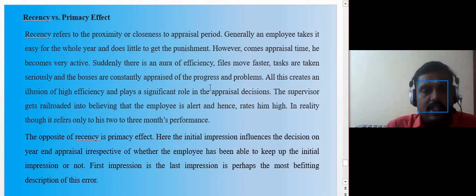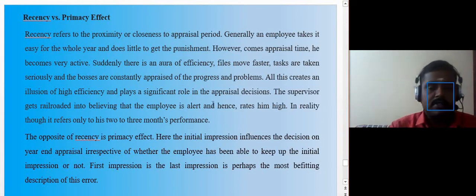Generally an employee takes it easy for the whole year and does little to avoid punishment. The opposite of recency is the primacy effect, where the initial impression influences the decisions on year-end appraisal irrespective of whether the employee has been able to keep up the initial impression or not. First impression is the last impression is perhaps the most befitting description of this error.